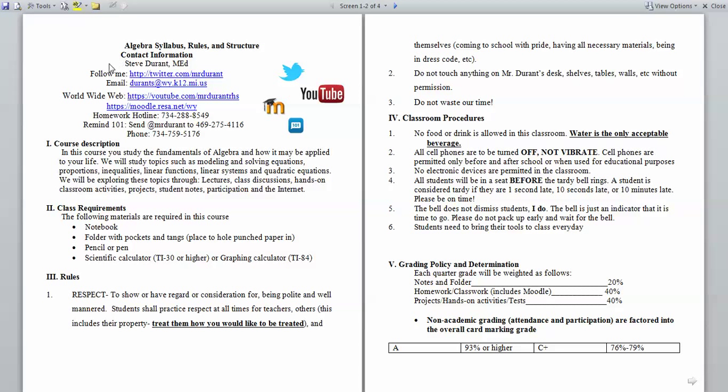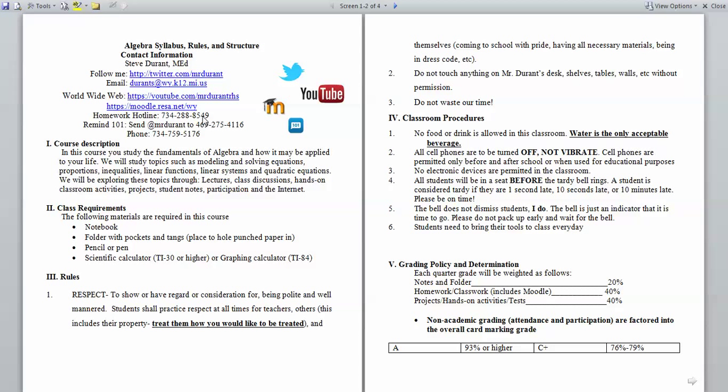The best way to contact me is probably through my email, which is durant@wy.k12.mi.us. But I have several other ways to communicate. One would be by following me on Twitter. My handle is Mr. Durant. Another way is to use the Remind 101 application. This is the phone number 469-275-4116, and you would send the text to at Mr. Durant. I'll explain this during the first day of class.